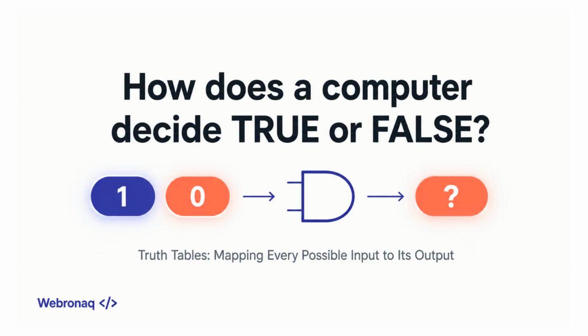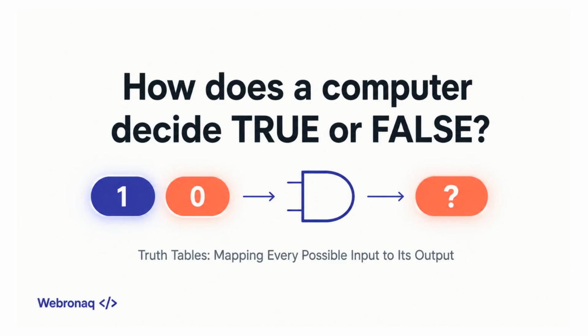When your computer runs an if statement and decides whether to do something or skip it, what is actually happening at the lowest level? The answer starts with just two values, true and false, or 1 and 0. And the tool that maps every possible combination of those values to an output is called a truth table.